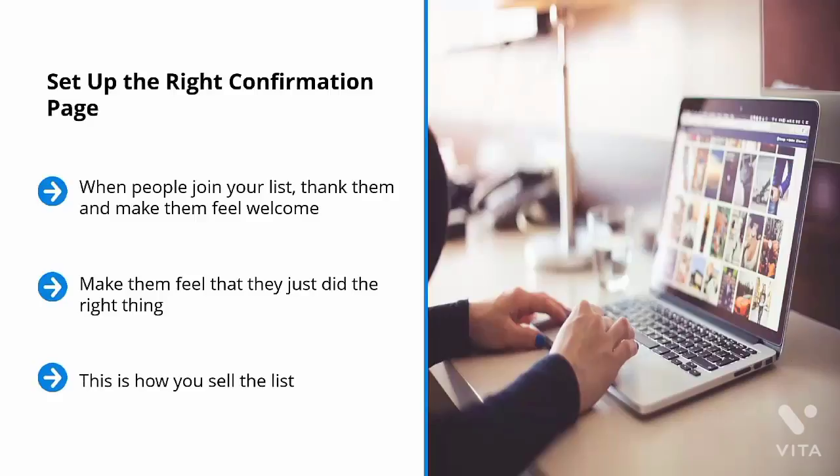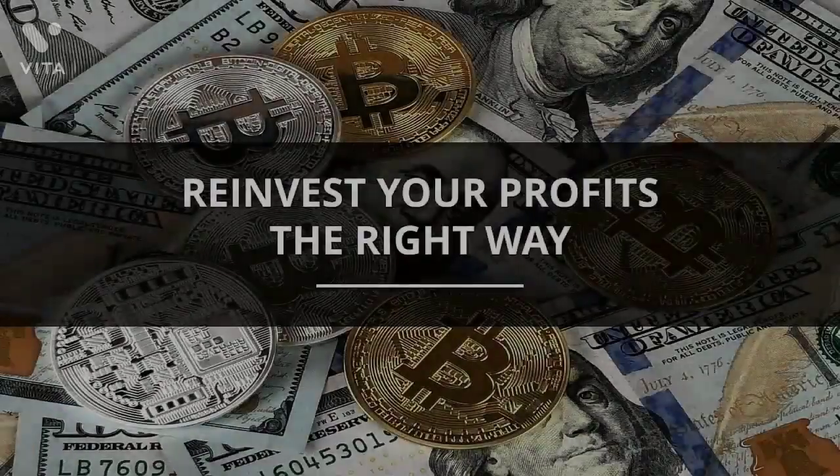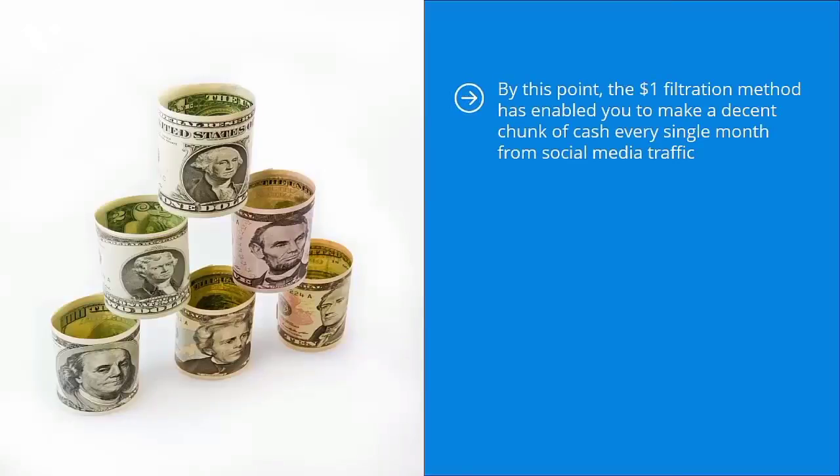Simply hyping up and over-promoting the premium is not going to help you convert social media traffic into cash. That's just not going to happen. You have to sell the list. You have to build trust in the list. Reinvest your profits the right way. By this point, the $1 filtration method has enabled you to make a decent chunk of cash every single month from social media traffic. The next step is to create a business.